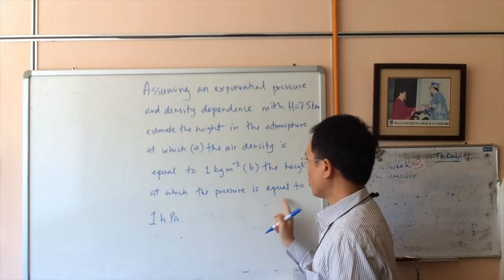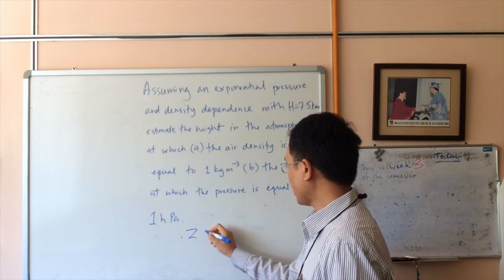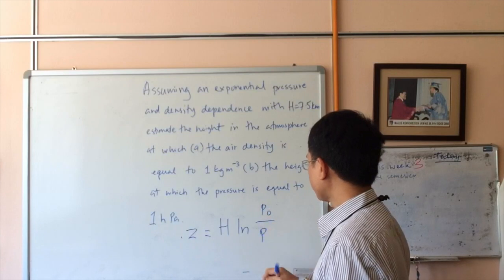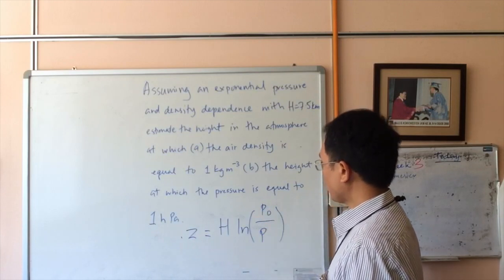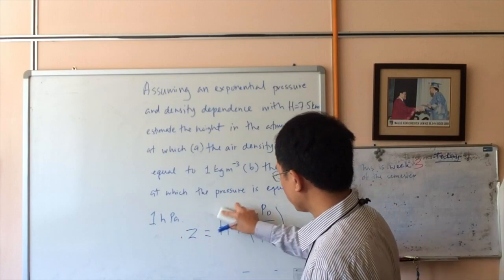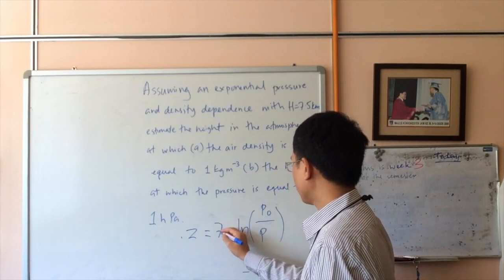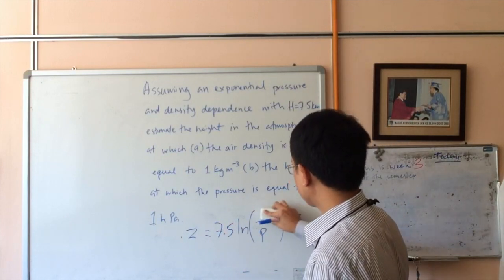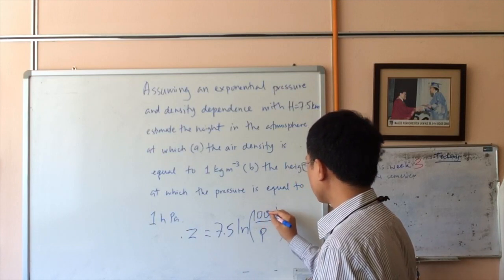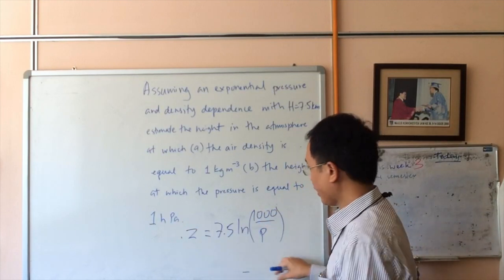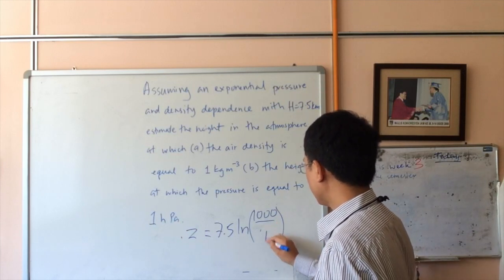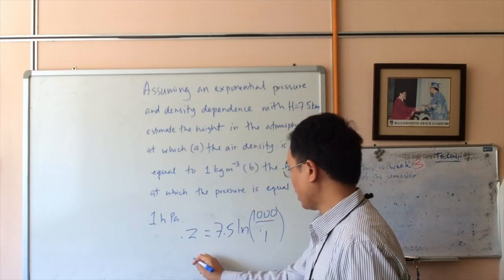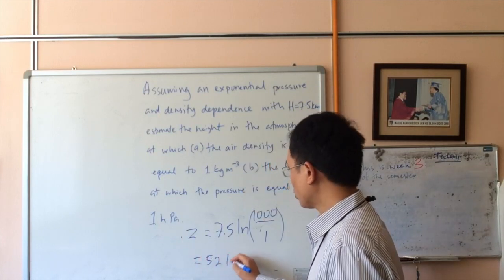the height at which the pressure is equal to 1 hectopascal, we use the same equation. Height is equal to H natural log P naught over P, and we just substitute the value into this equation where H is 7.5, P naught, which is the pressure at the surface of the Earth, is about, let's use an approximate of 1000 hectopascal, and the pressure at that height is 1, and we calculate this, we'll get about 52 kilometers.